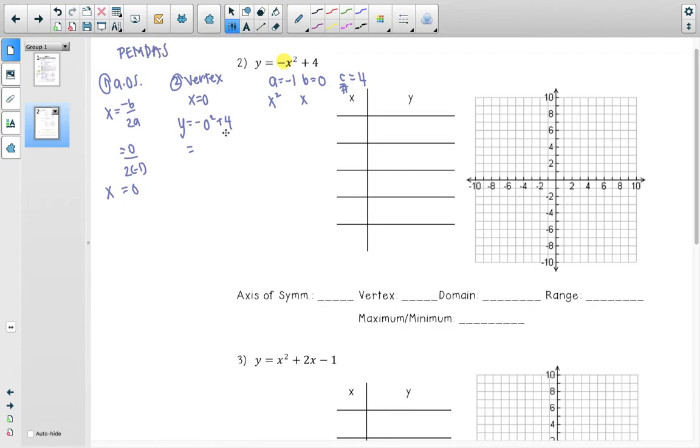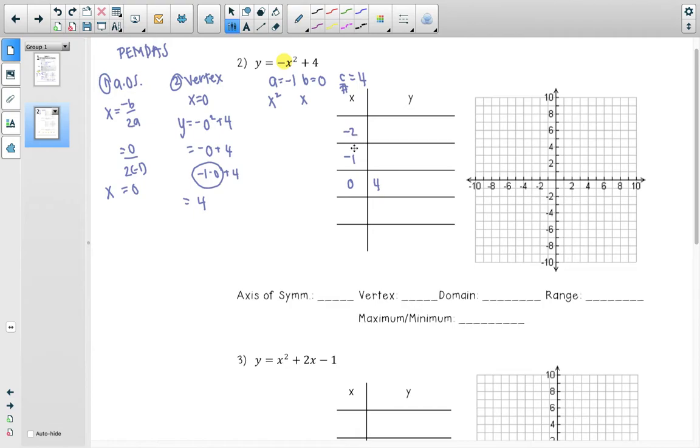Okay, so you have to do the exponent first. So you get 0. And then you would take care of this. Although you can't have a -0, it's kind of like -1 times 0 plus 4. That's what you have. So you would have to multiply this first and then add the 4, which turns out to just be 0 plus 4, so it's 4. So our vertex is 0, 4.